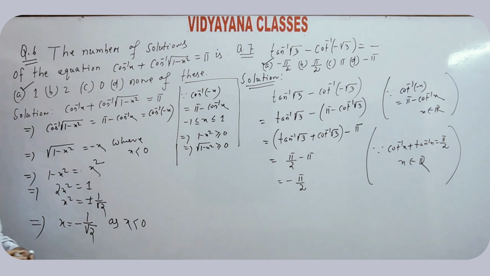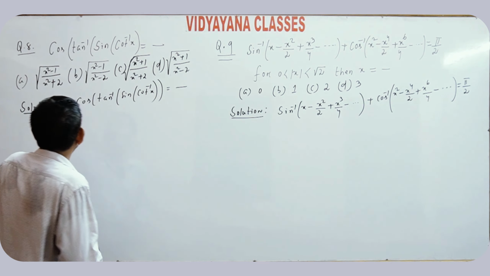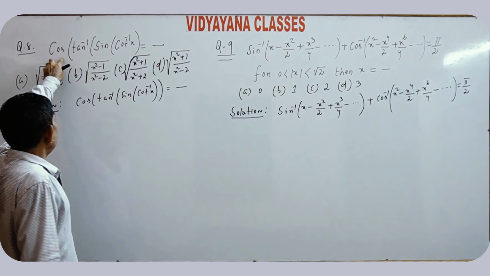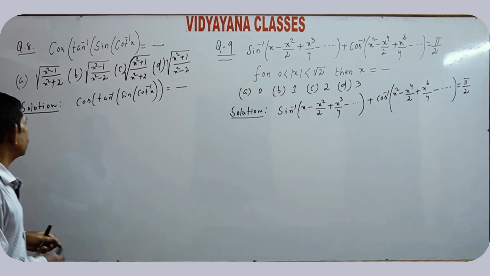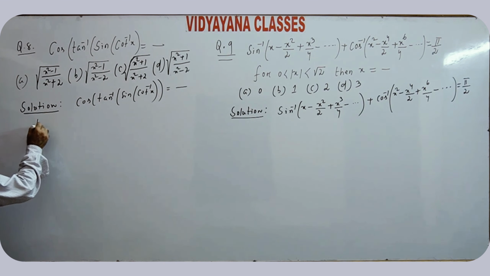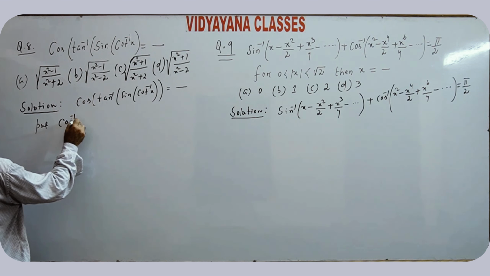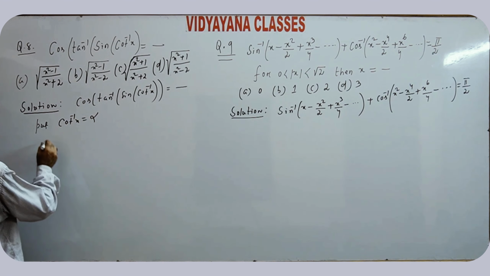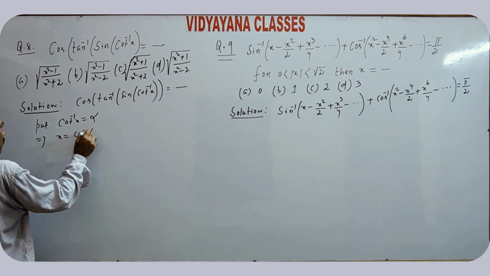Note down. Cos tan inverse sin cot inverse x is equal to dash. Put cot inverse x is equal to alpha, which implies x is equal to cot alpha.